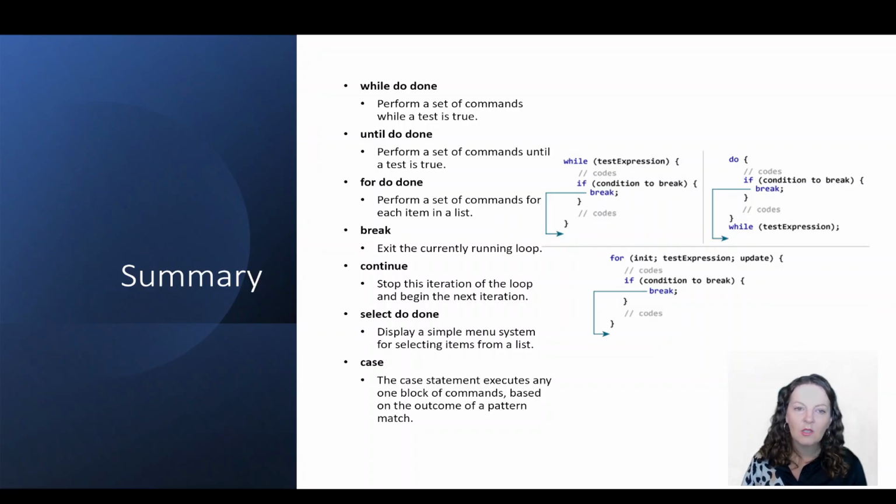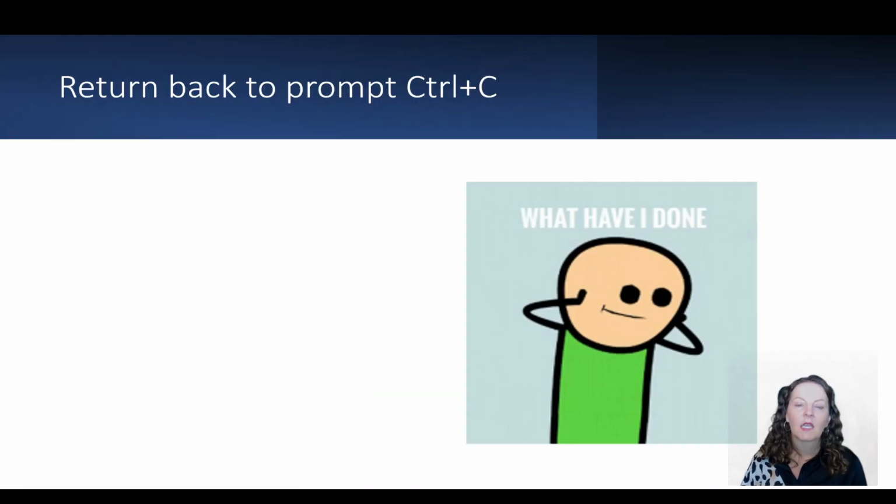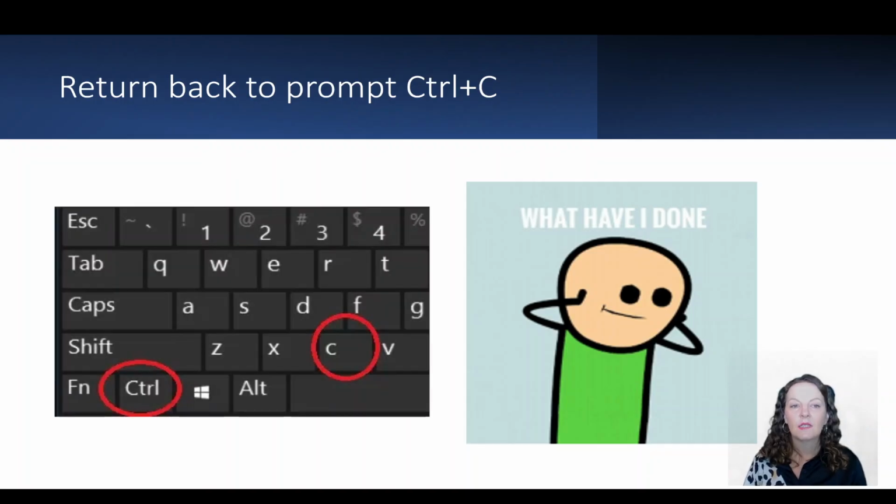When you're testing your loops, don't forget, if you need to interrupt or kill a current process, you can use your Control C. Using Control C on the keyboard will allow you to return back to your prompt when you're testing out loops in particular. You can get caught in an infinite loop. So Control and C will allow you to get out of a loop at any stage.